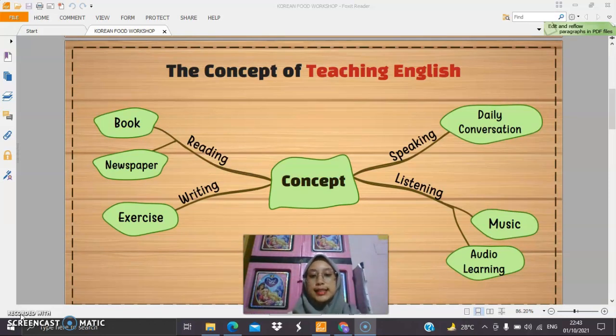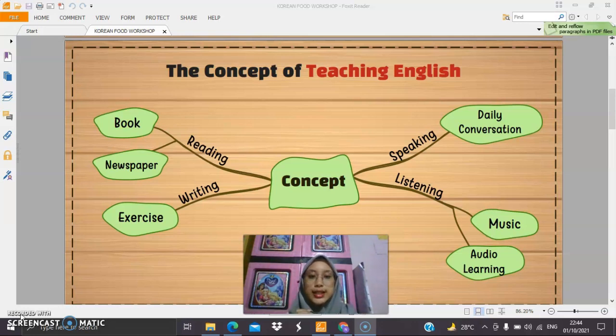The first point related to the concept of teaching English is speaking. Teaching speaking can be familiarized with conversation using English. I believe that daily conversation is very helpful for young students to build their confidence and improve their speaking skills, especially the ability to pronounce each word correctly and have conversation with the correct intonation.